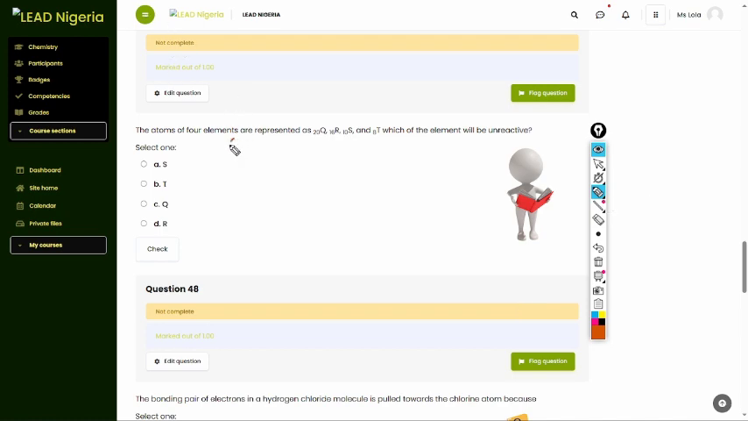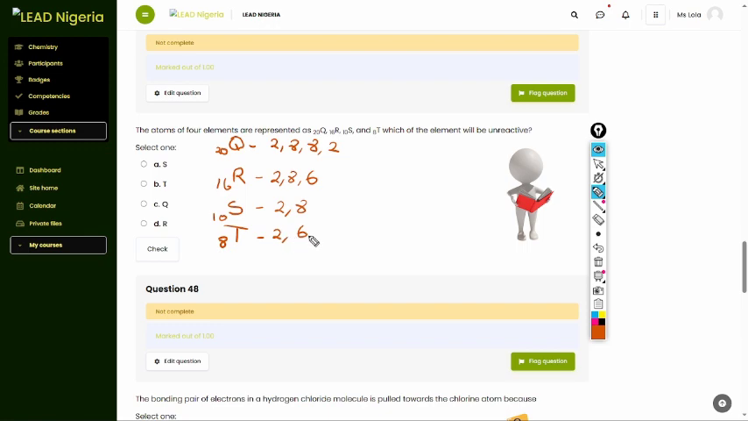So for Q, it has an atomic number of 20. So using the 2, 8 configuration, we can have 2, 8, and then 8, and then 2. So all of this would result to 20. Now if we write for R, it is 16, so that's 2, 8, and 6. Okay, then S has an atomic number of 10, which is 2, 8, and then T has an atomic number of 8, and that is 2, 6.